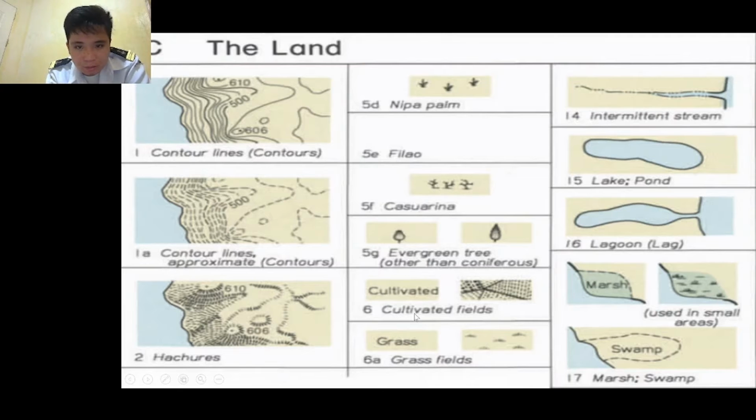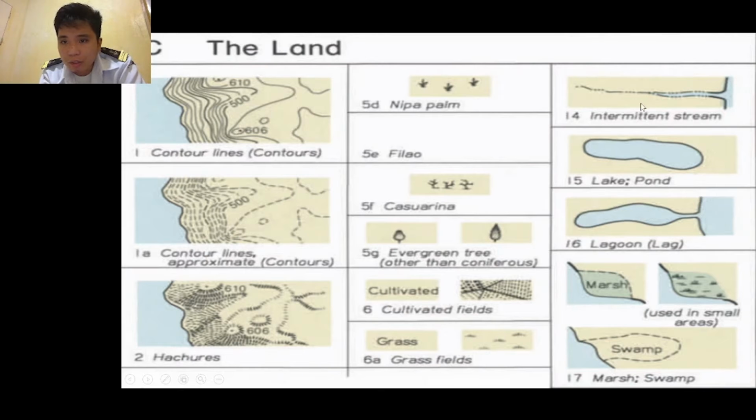Cultivated fields. By the way, this evergreen tree is usually located in America, Europe, and a little part of Asia, since this is a taiga biome. Then we have your grass and grass fields. These are also important, but we'll get to the most important parts later.